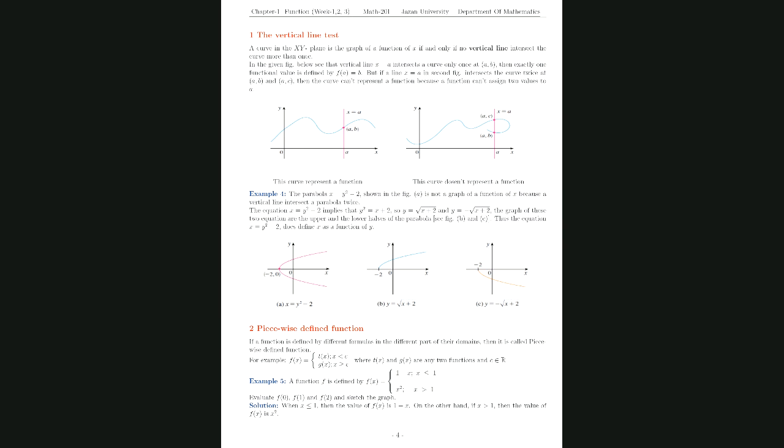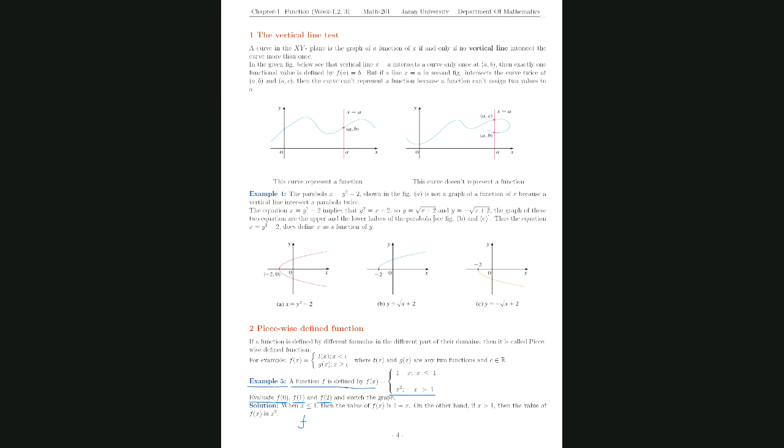See the question. What is the question here? Example 5. A function f is defined by this. Evaluate this: f of 0, f of 1, f of 2. Find this one. Then how to find? See the solution here.